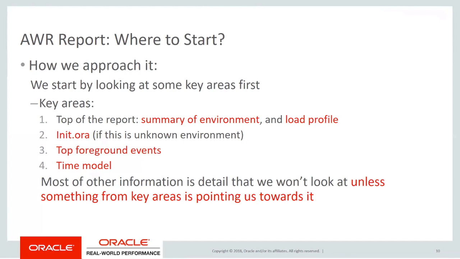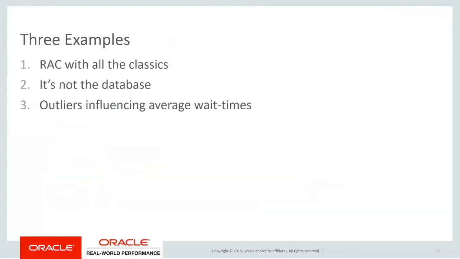And often after having seen the init.ora, only then we go to the top foreground events, which is probably the first section that a lot of people go to when they look at an AWR report. And this is our #3 or #4 section that we go to. And we can judge the top foreground events much better having done the summary of the environment, the load profile, and the init.ora at the start. And then finally, we check the time model. The time model sometimes reveals things that the top foreground events don't reveal.